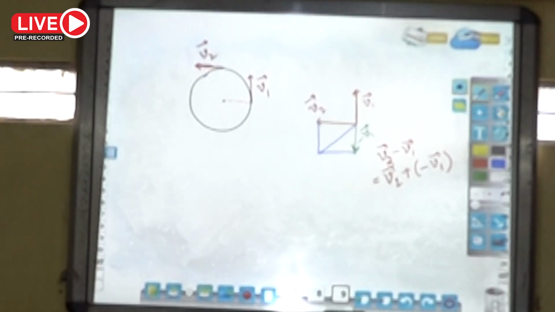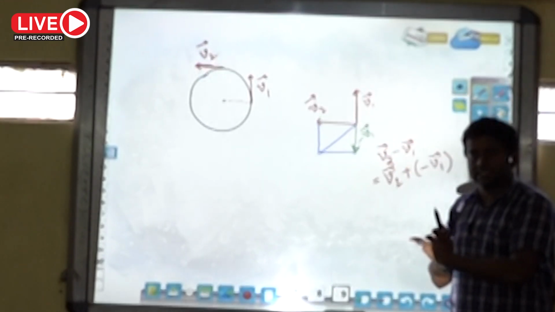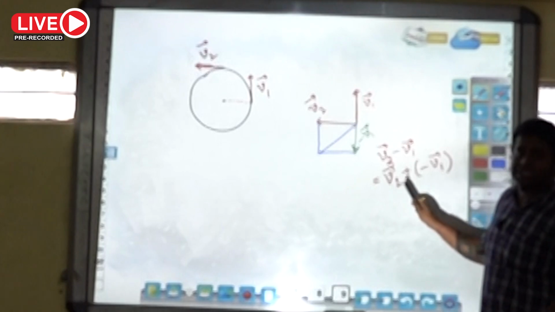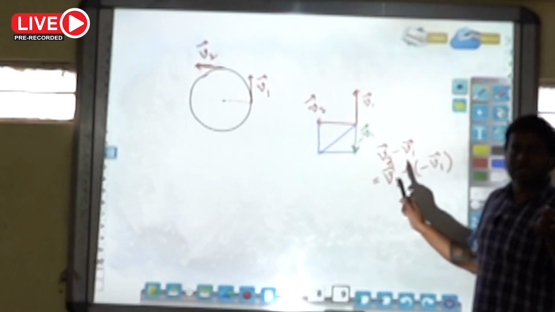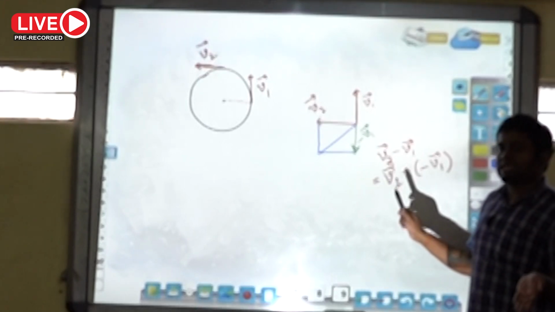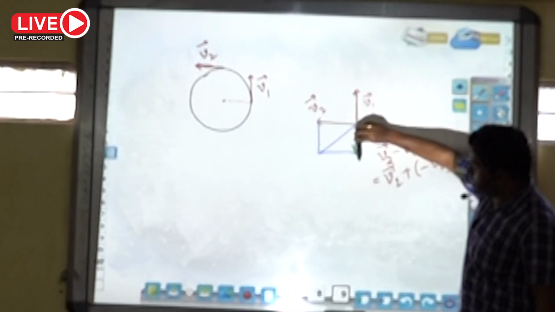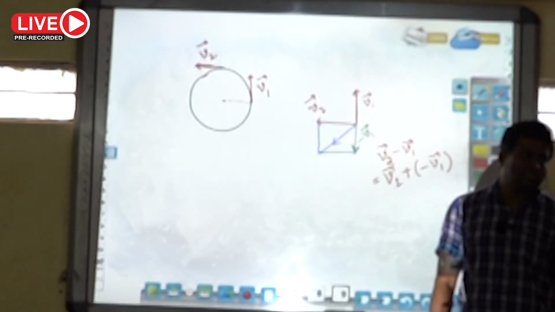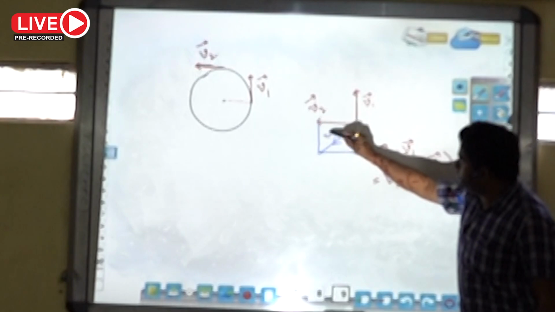So we have to calculate the change in velocity. Change in velocity means final velocity minus initial. So v2 minus v1. I can think of that minus v1 means addition of minus v1 with v2. So v1 is inverted, minus v1. Now this one will represent the relative velocity, that is the change in velocity. Change in velocity means relative velocity. So we write it vR.